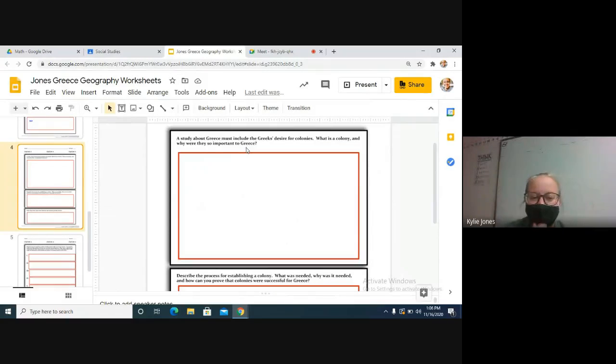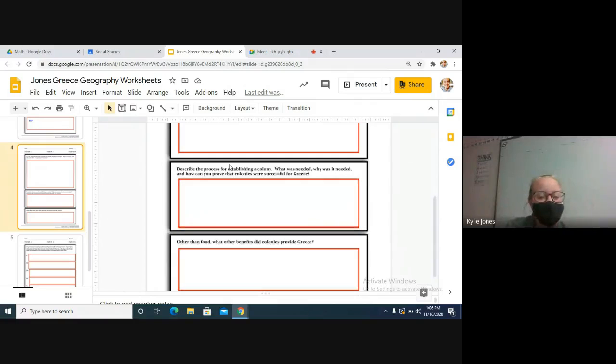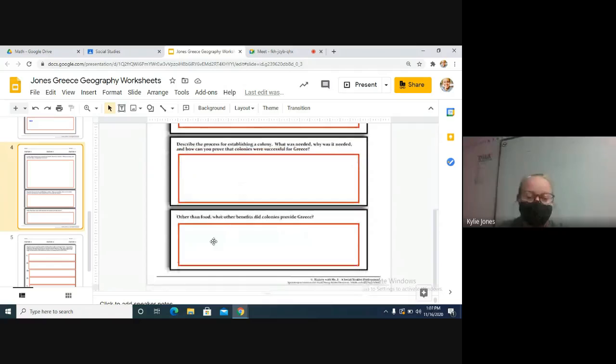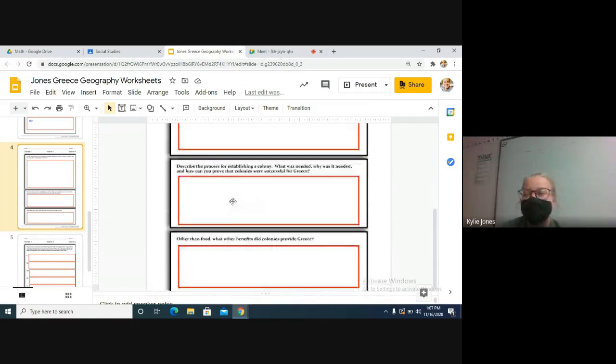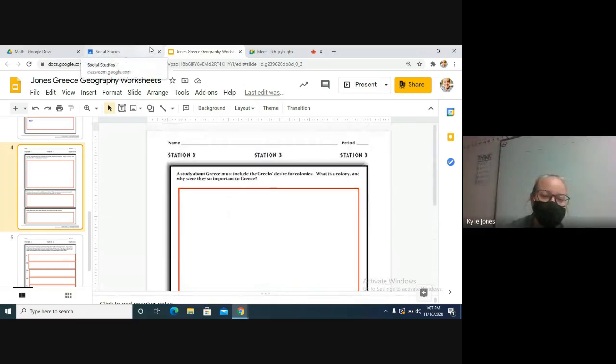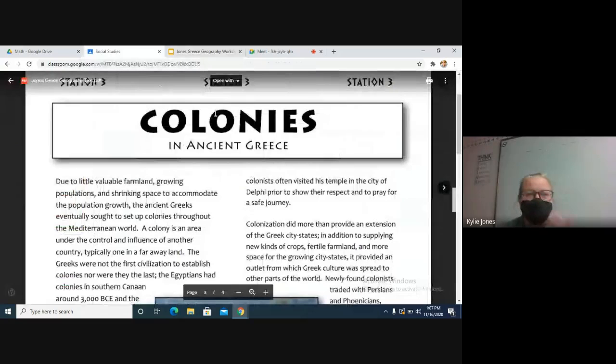A study about Greece must include the Greeks' desire for colonies. What is a colony and why were they so important to Greece? We'll answer that question. The next one, number 2, says, describe the process for establishing a colony. What was needed? Why was it needed? And how can you prove that the colonies were successful for Greece? And number 3, other than food, what other benefits did the colonies provide for Greece? So we have 3 questions to answer here. I'm probably going to read about half of it again, we'll answer it, and then we'll do the rest of it.